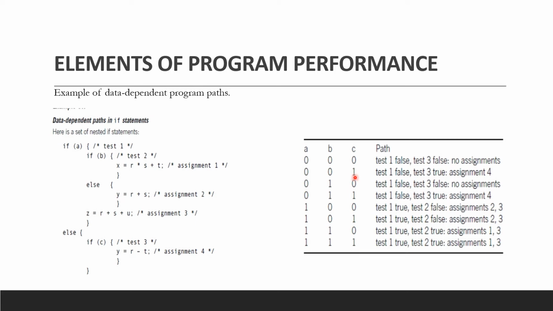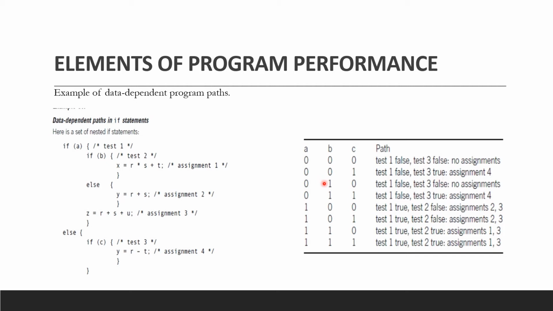So, here which case is true? C is true. Where is the C? Here. So, directly it will come to assignment 4. Once this part is true, it will execute this path alone. So, it will execute assignment 4 alone.